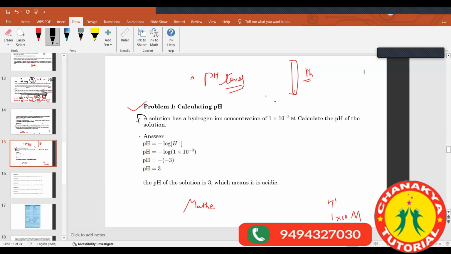The question is, we started this question that day. A solution has a hydrogen ion. Hydrogen ion means H plus ion. The concentration of the H plus ion is 1 into 10 power minus 3.